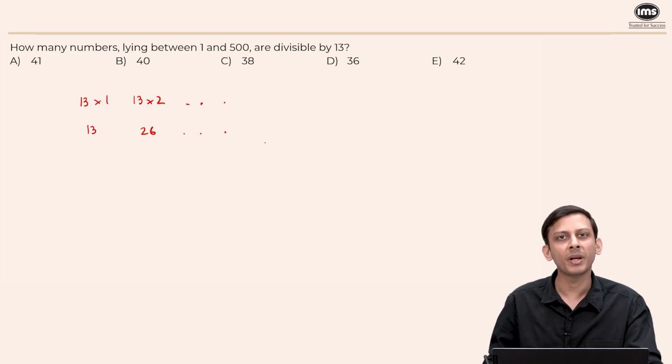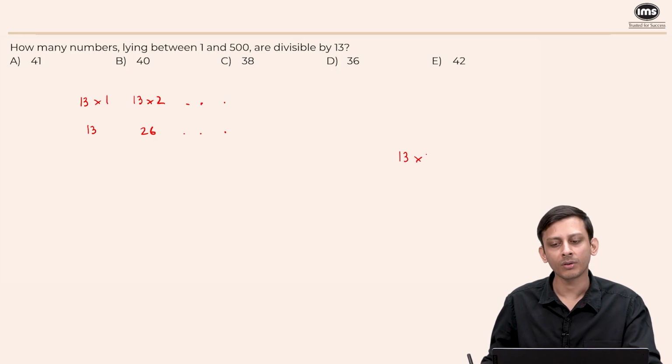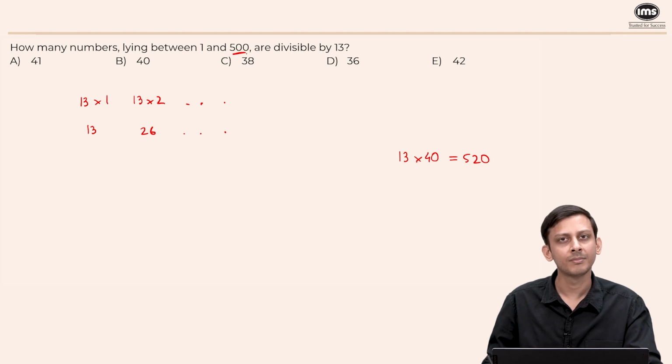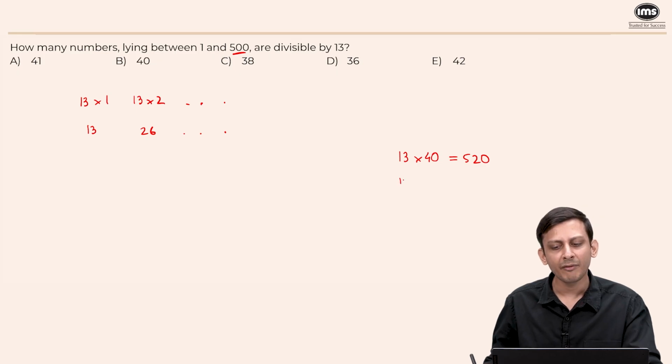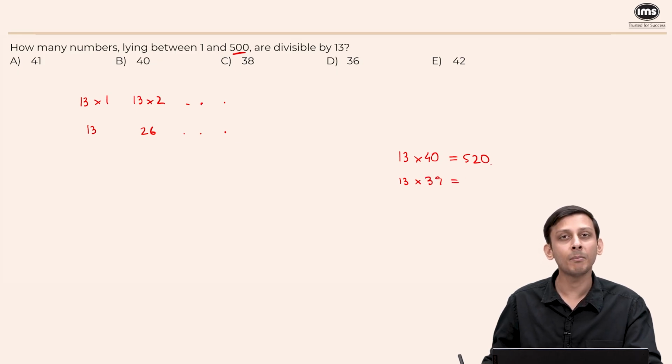Now we have to figure out the stopping point, the last number in that given range which will be divisible by 13. So here we should play around with numbers a little bit. We should do a bit of trial and error. If you look at the basic table of 13, 13 into 4 is 52. So 13 into 40 will be 520, which is very close to 500, the upper limit of the range. And therefore, if 13 into 40 is 520, if we come one multiple back, 13 into 39 will be 520 minus 13, which will be 507.